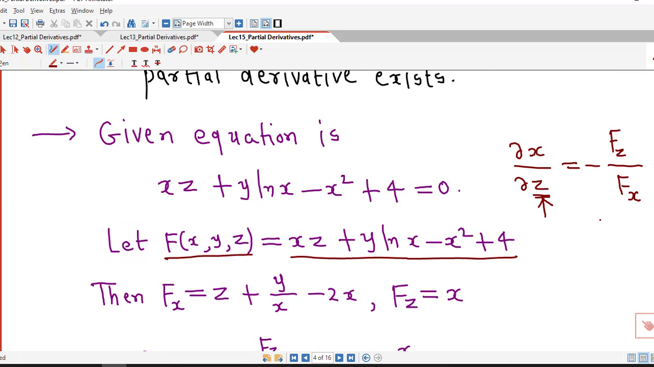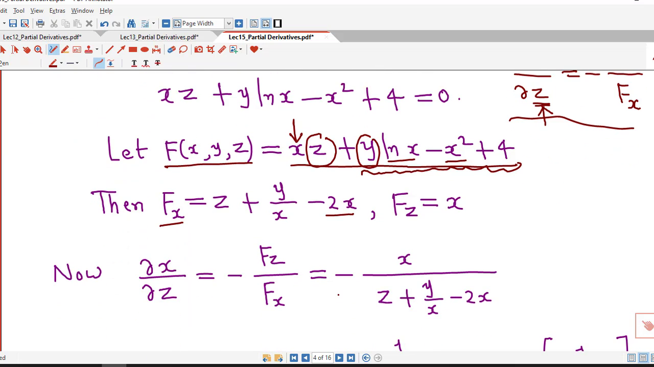So we first find out del f by del x and del f by del z. So del f by del x is, we consider y and z as constant. So in the first term z is constant, derivative of x is 1. Here y is constant, derivative of log x is 1 by x, minus derivative of x square is 2x, and plus 0. Del f by del z is, x is constant, derivative of z is 1, and in remaining terms there is no z, so derivative of those terms with respect to z is 0. Now we put values of these derivatives in this formula. Del x by del z is minus fz by fx.